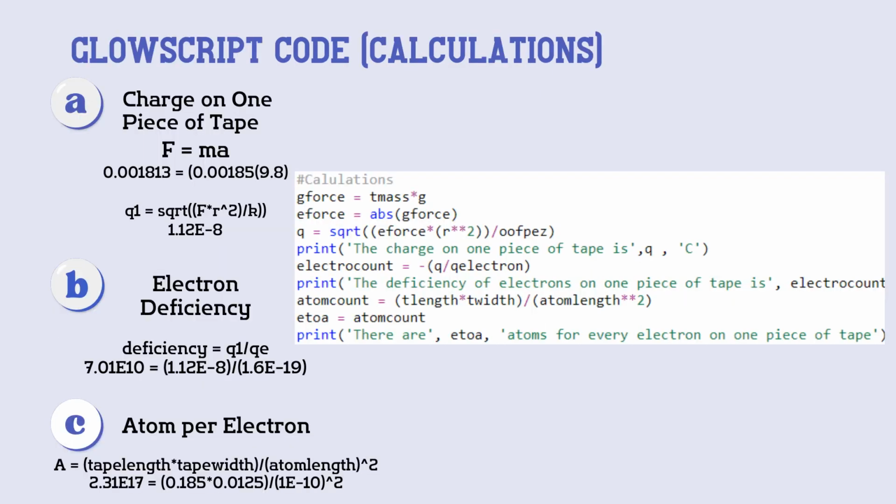This slide showcases the first phase of my GlowScript computational code, which is the calculations. From top to bottom, you can view how I use my initial condition values to calculate the force of gravity, the charge of one piece of tape using an algebraically modified Coulomb force equation, the electron deficiency, and finally the atom per electron quantity.